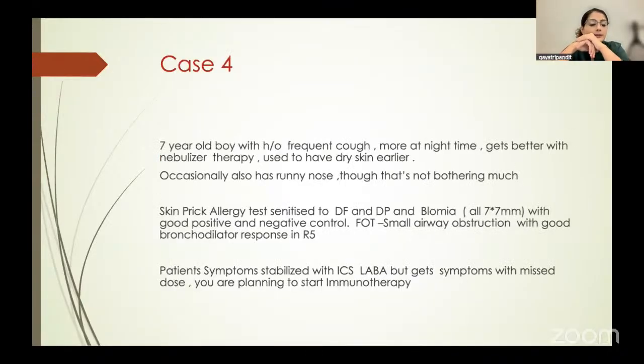The last, case 4, is a 7-year-old boy with a history of frequent cough, more at night time, which gets better with nebulizer therapy, and he used to have dry skin earlier. He occasionally has a runny nose, which was given on asking, though that was not a much bothering symptom for them. Now, the skin prick allergy test shows sensitization to DF, DP, and Blomia. All are 7/7, almost an equal reaction, with good positive and negative control.